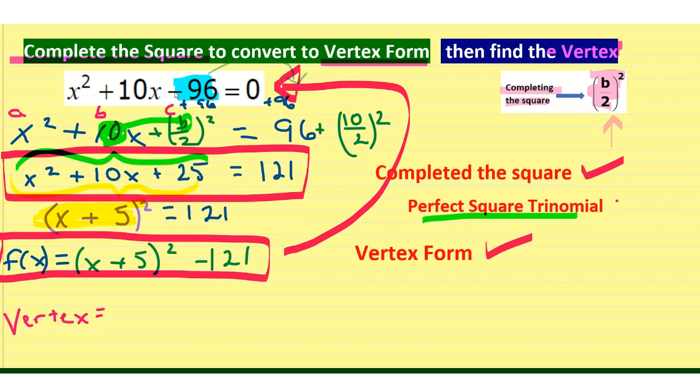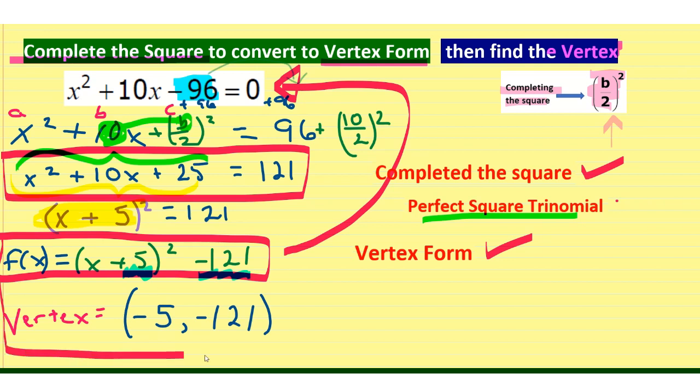Okay, so from this format of the vertex form, we can now find the vertex of this quadratic. So we're going to look at this number right here, the 5, and the negative 121. Well, when it is the x value, it will be the opposite sign. That says plus 5, so my vertex is actually going to be a negative 5. It will be the opposite sign for the x value. But the y value will be the same sign. So it is negative 5, negative 121, and that is the vertex of my original quadratic.